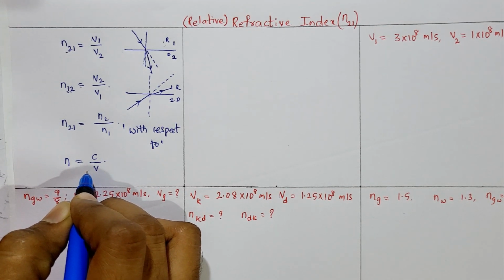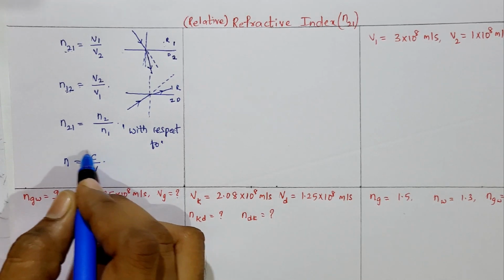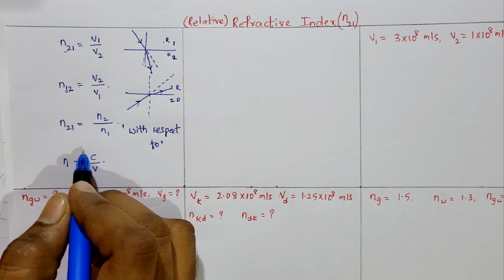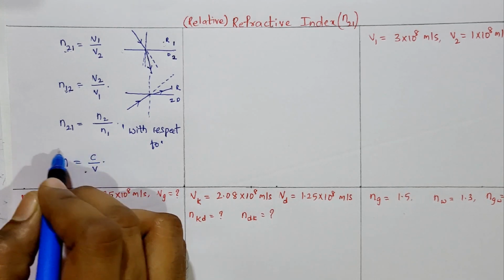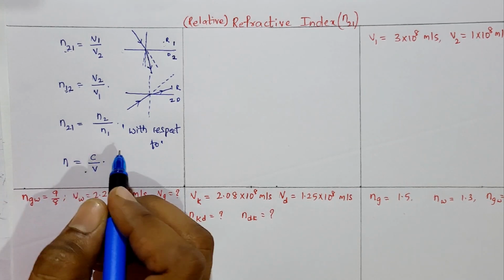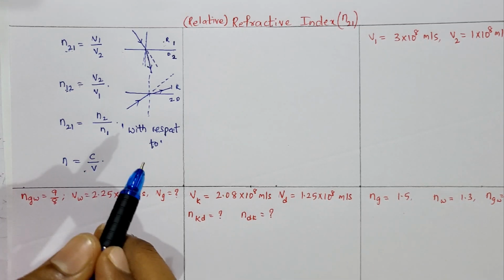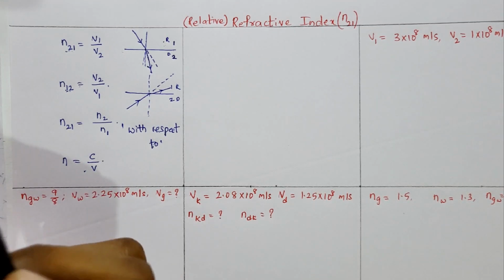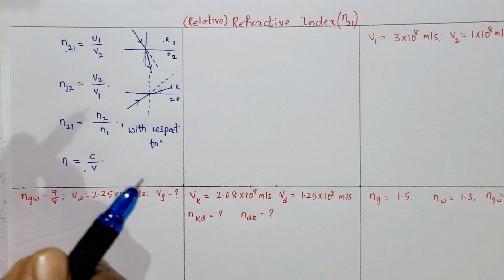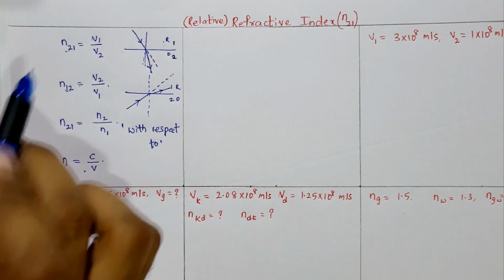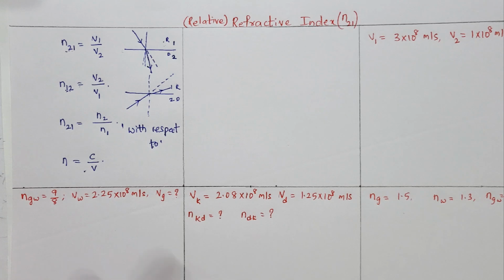If it is mentioned as absolute, then use n is equal to c by v. If it is mentioned only as the refractive index of a medium, then also use this formula. If they mention the refractive index of one medium with respect to another medium, it may be glass or diamond or water, any medium, then you use the with-respect-to formula, or else use this one.